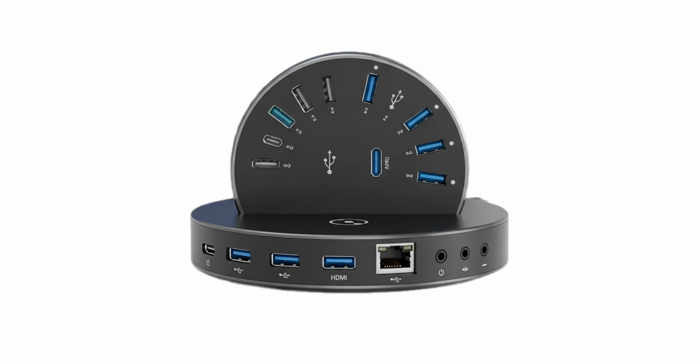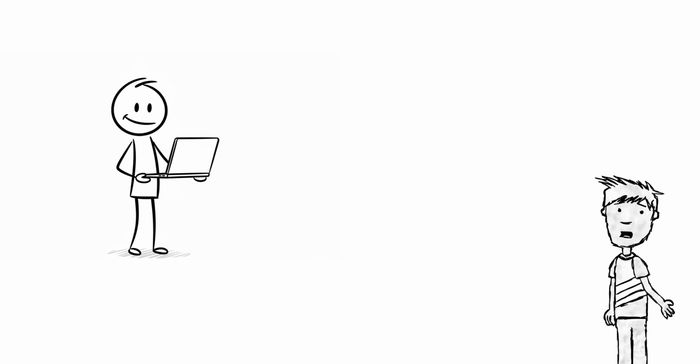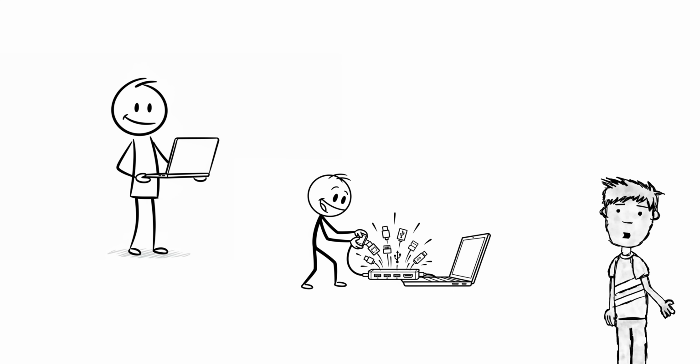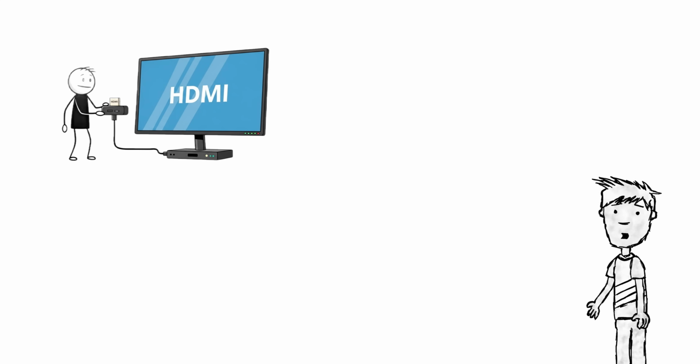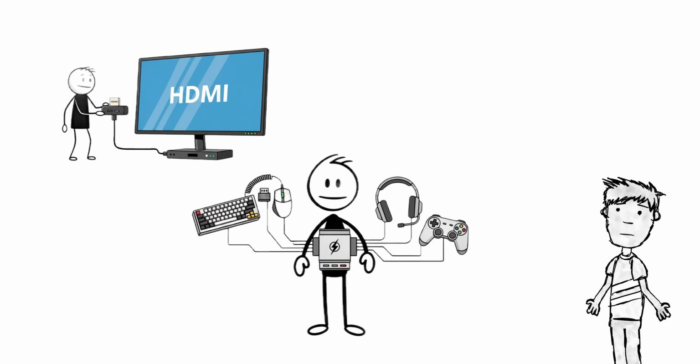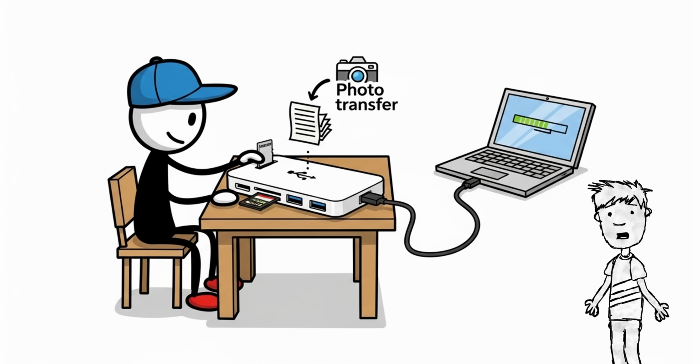Hub life. Super thin laptops save space by ditching most of their ports. That's why USB-C hubs have become essential. A good hub plugs into one USB-C port and gives you back everything you're missing, like HDMI for a monitor, extra USB-A ports for your old devices, and an SD card reader.